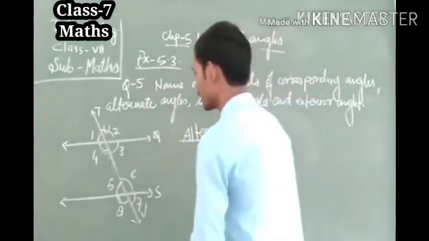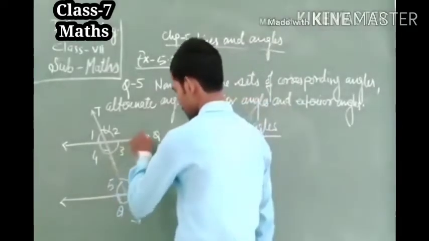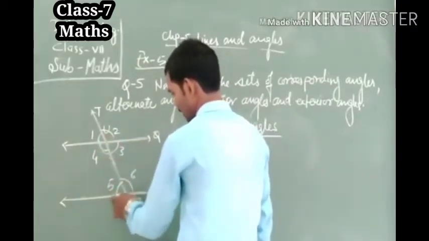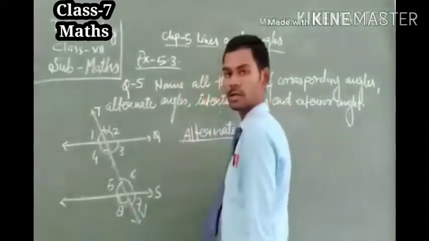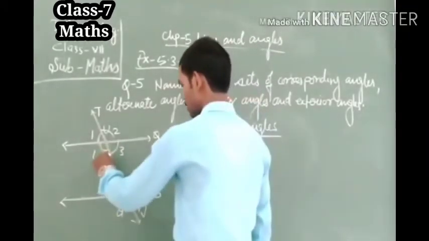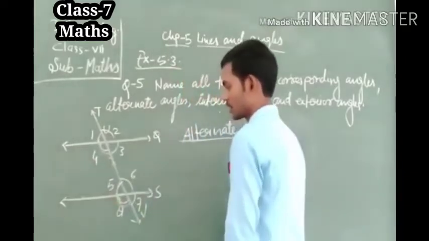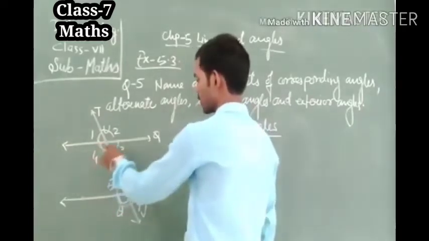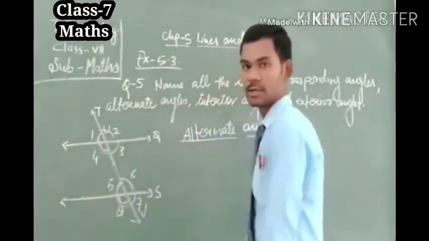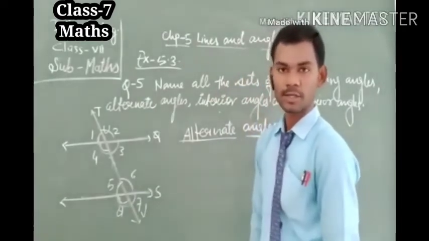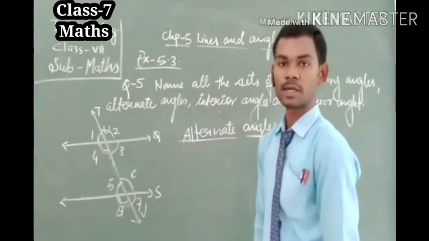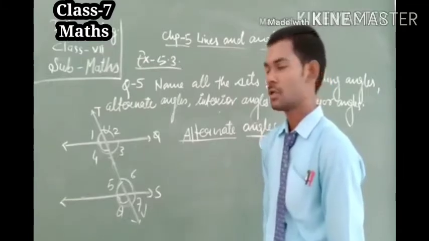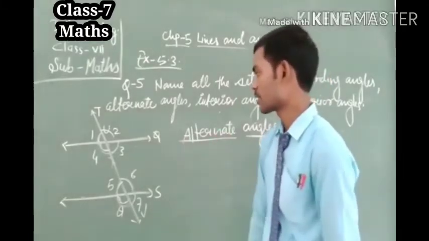So in the figure we can see that angle 2 and angle 8 are alternate angles. Angle 3 and angle 5 are alternate angles. Angle 1 and angle 7 are alternate angles. Similarly, angle 4 and angle 6 are alternate angles. Because they are non-adjacent, and for each, one arm is on the opposite side of the transversal and the other is formed by the transversal. So these pairs are the alternate angles.